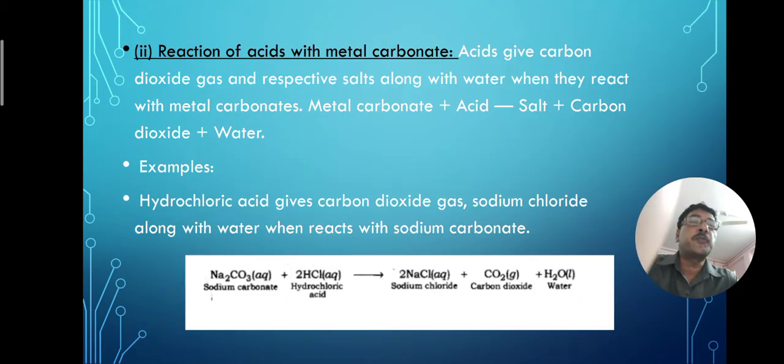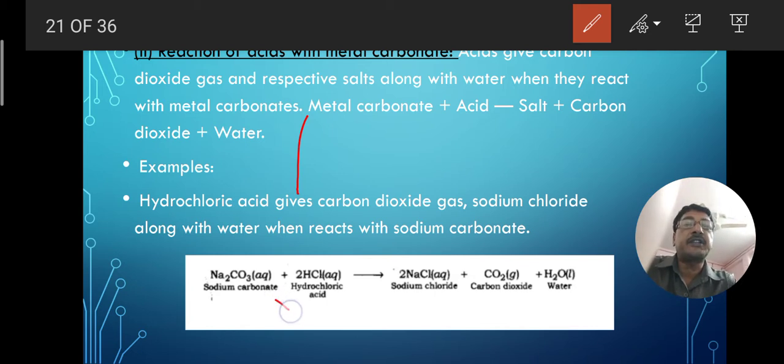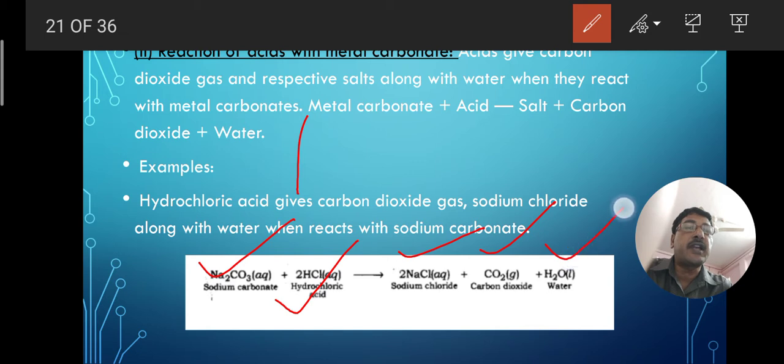Now let us move to another topic, that is the reaction of the acids with the metal carbonates. Third, what is happening here is that these metal carbonates are reacting with hydrochloric acid. When this metal carbonate is reacting with hydrochloric acid, it produces the salt of that metal, that is sodium chloride, and there will be formation of carbon dioxide as well as water.